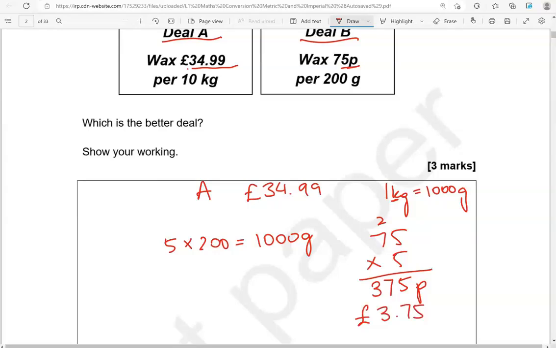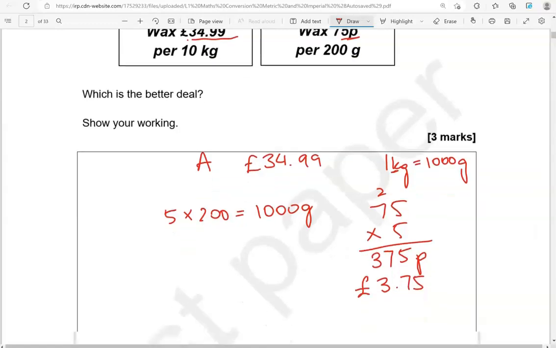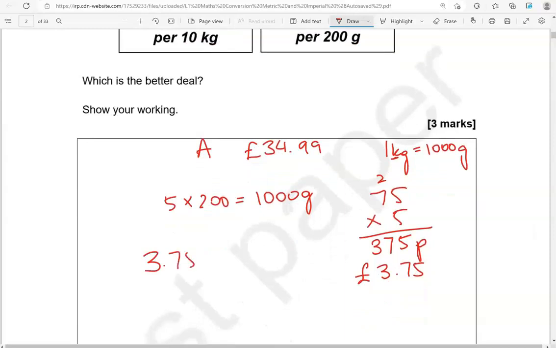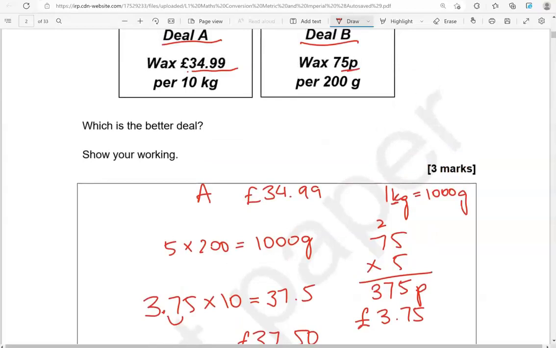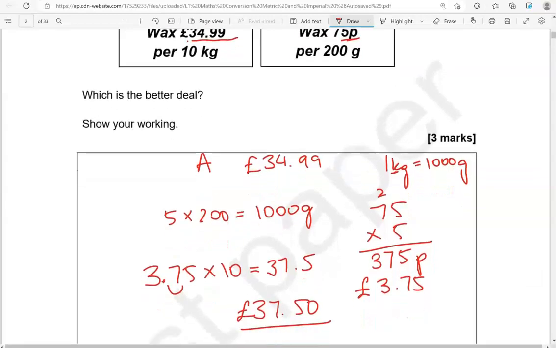So that's for 1 kilogram, but she's going to buy 10 kilograms. So we're going to multiply this by 10. 3.75 times 10. We're going to make 3.75 10 times greater. So we're going to move the decimal point one place to the right. So this becomes 37.5 or £37.50. So we're comparing this now with £34.99, which is cheaper. Deal A is cheaper.